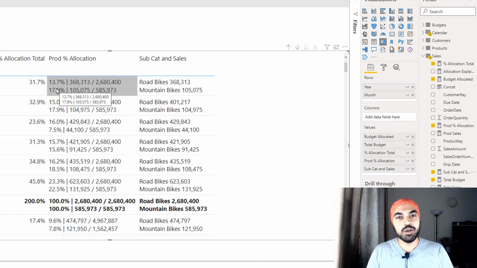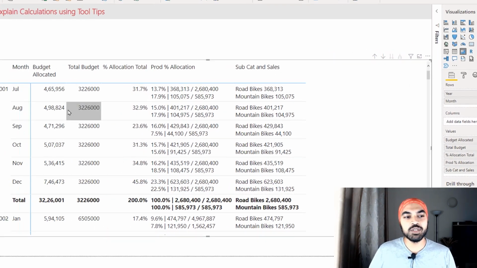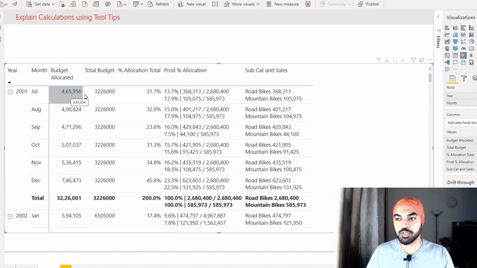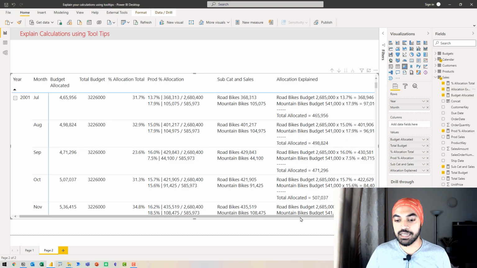Now, what I'm going to do is show you the final measure that I have created, which brings all of the things to one single place and explains precisely how you arrived at that 465,000 as a final calculation. So let's open up that allocation explained calculation that I have created, and take a look at this calculation.